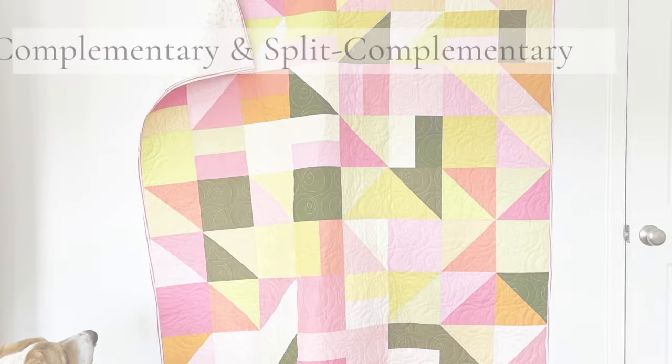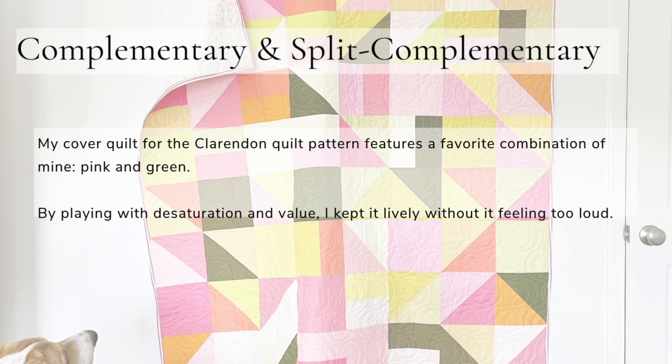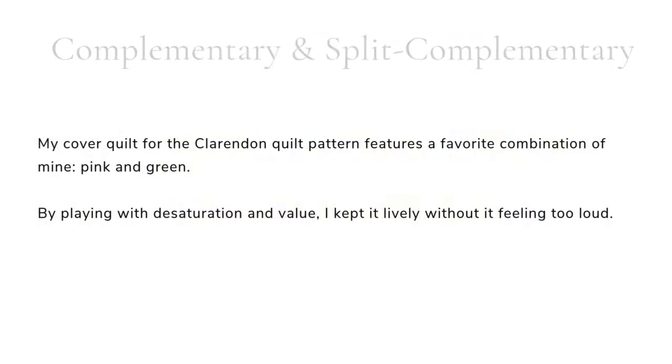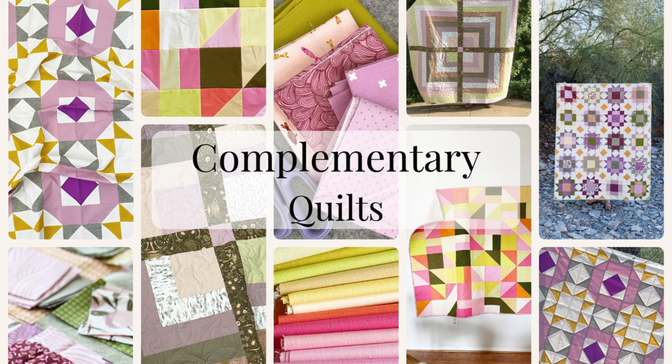And so my cover quilt for the Clarendon quilt pattern uses my favorite combination, which is pink and green. And so you can play with the saturation and the value. For this particular Clarendon, I kept it really lively without feeling too loud. And again, here are some other examples of complementary quilts.